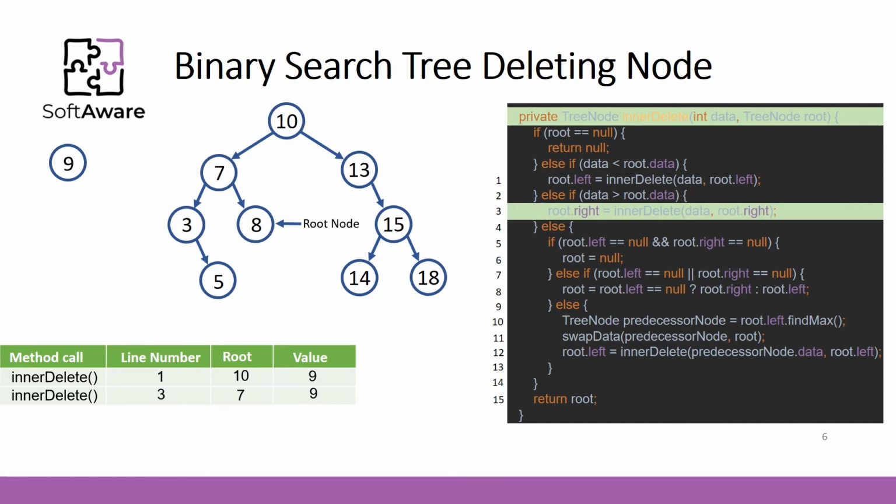Back to another previous method call. We have our root now stored as 7. We have executed line number 3, so we skip the next conditions and return our root.